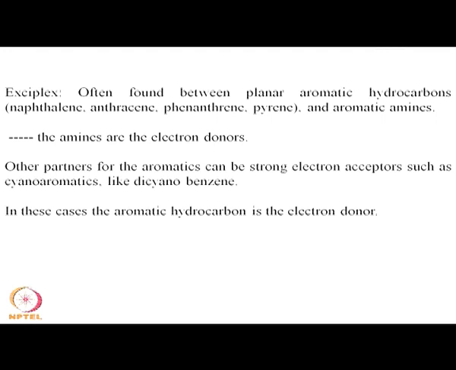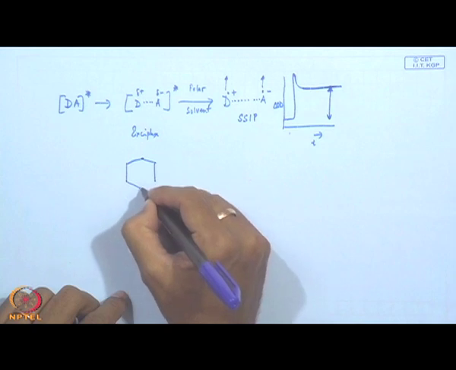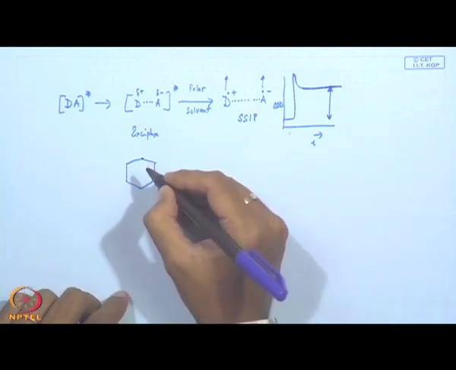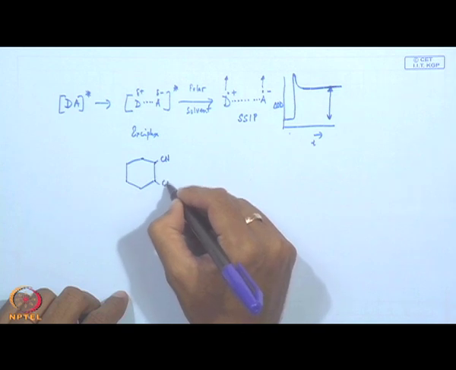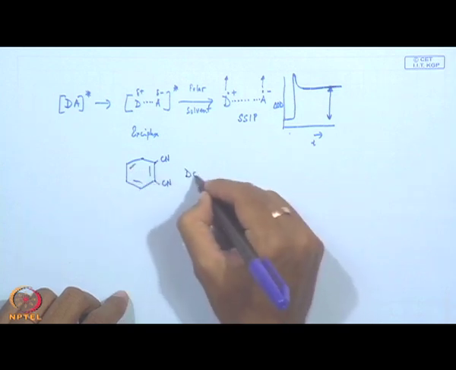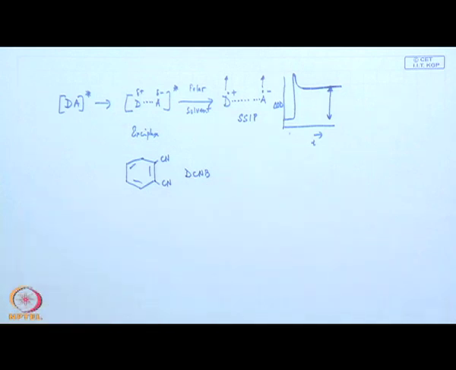Now, this exciplex is often found between planar aromatic hydrocarbons like naphthalene, anthracene, phenanthrene, pyrene and aromatic amines. The amines are electron donors, as I told you. Other partners for aromatics can be strong electron acceptors such as cyanoaromatics like dicyanobenzene, DCNB, or tetracyanobenzene. Okay, so these are acceptors. In these cases aromatic hydrocarbons may be the electron donors.